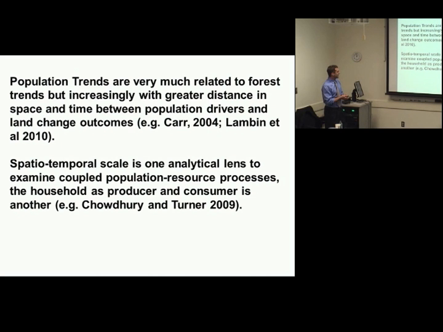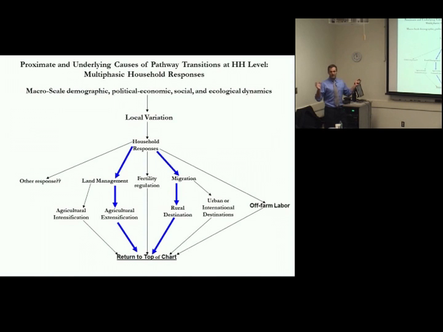So spatio-temporal scale is a useful analytical lens to examine these coupled processes in terms of the household as producer and consumer. So started big, now I'm going to focus in a little bit smaller, household level. In terms of these transitions, if we're talking about the rural household, if they're in a given area, they can respond multiphasically to pressures of all kinds by deciding to change their land management, regulate fertility, or out-migrating. For example, when they migrate, they can choose different destinations, urban, international, potentially. When they choose another rural destination, to the extent that it is a more rural location, and that's often the case, if they're looking for farmland, then now they're in a new location, so we start again.